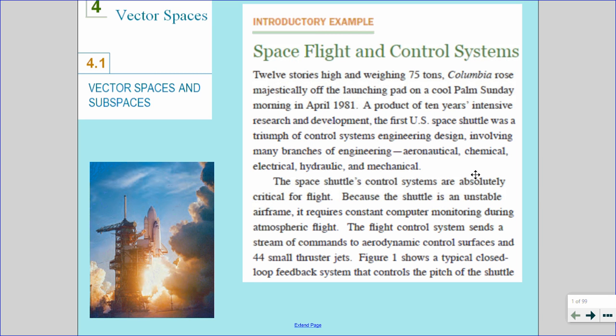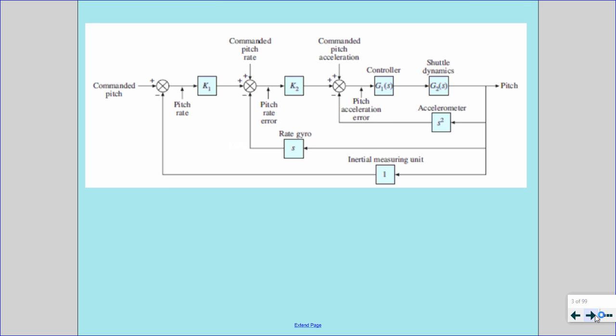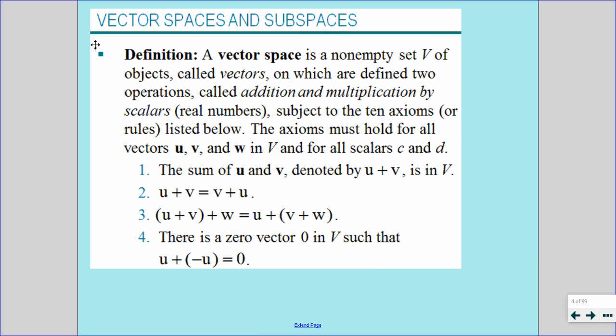This particular application looks at how the Columbia used linear algebra to work with their control systems. Again, you can read this on your own at the beginning of Chapter 4. Today we're going to focus on 4.1, vector spaces and subspaces. First, we're going to define a vector space.